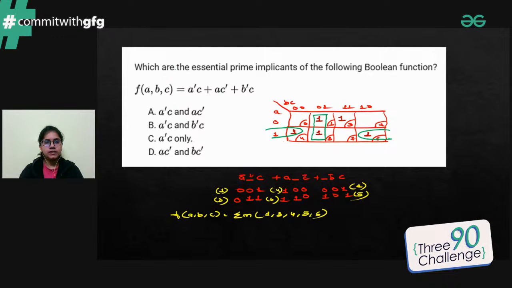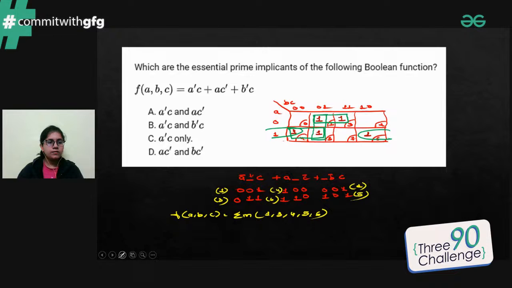Before finding the essential prime implicants, first we have to find the prime implicants. And what are prime implicants? You have to make the maximum possible groups. So this is also one of the groups which you can do. This is also one of the groups which you can do. So this is the maximum possible grouping we did.